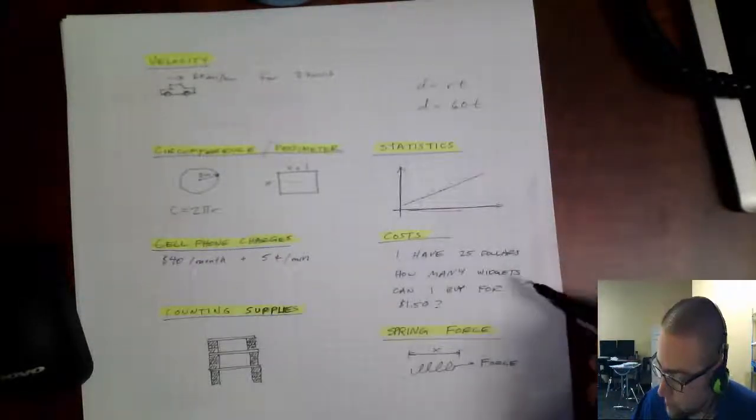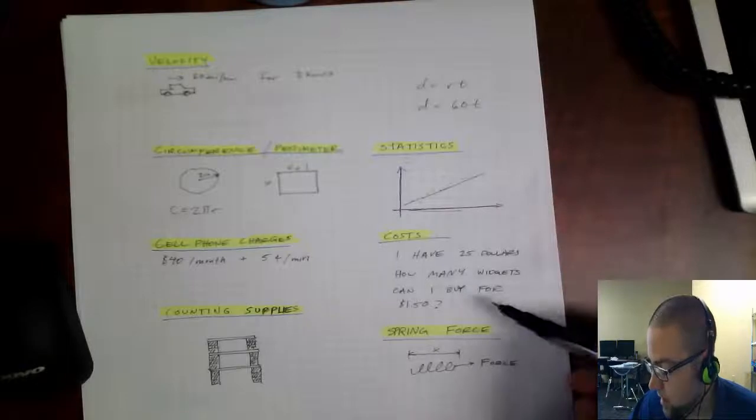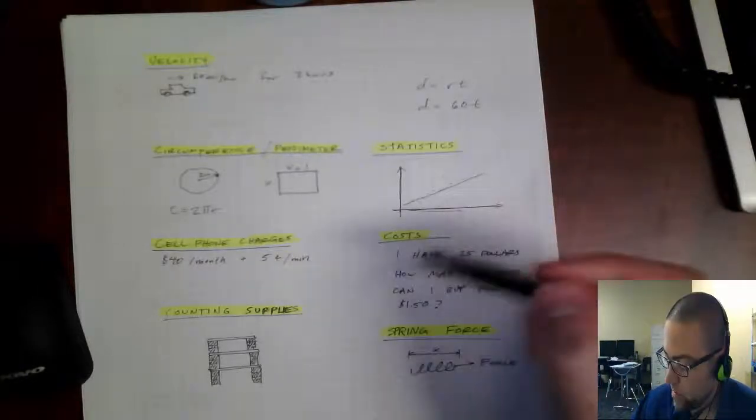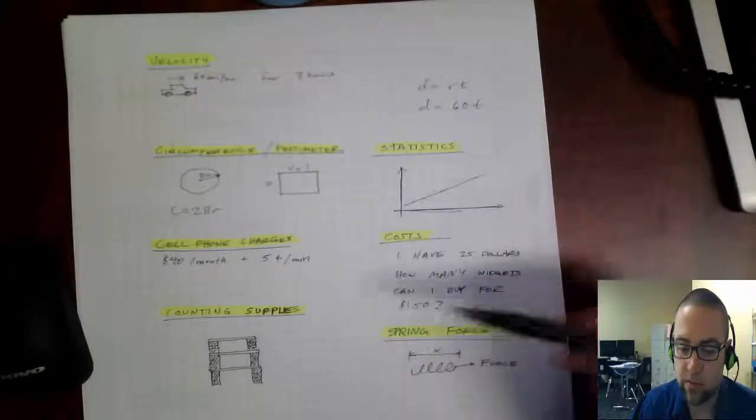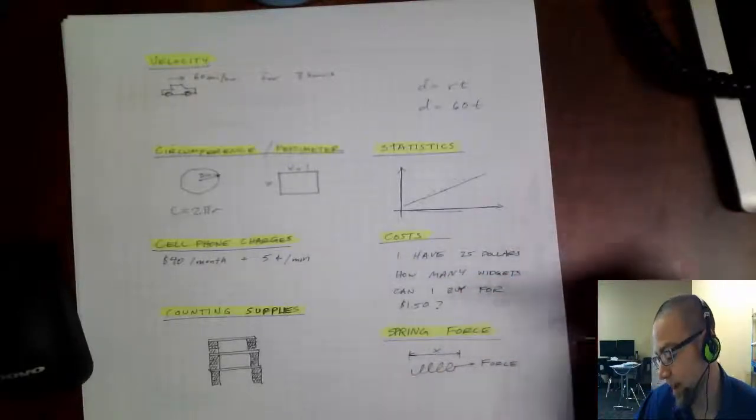Cost: if I have $25, how many widgets can I buy for $1.50? That would be like you start with an amount and then you are going down by $1.50 for each thing that you want to buy.